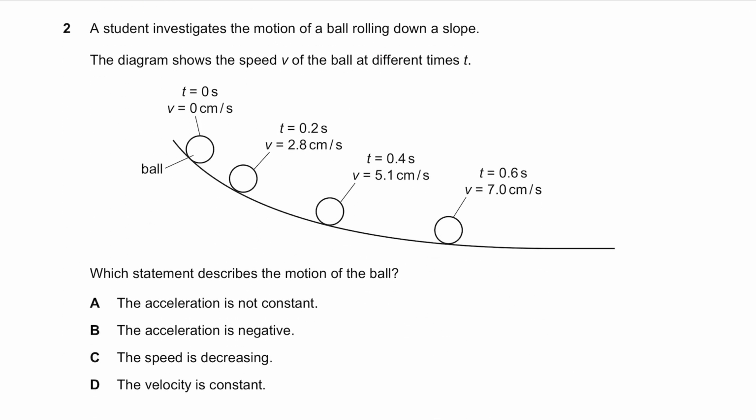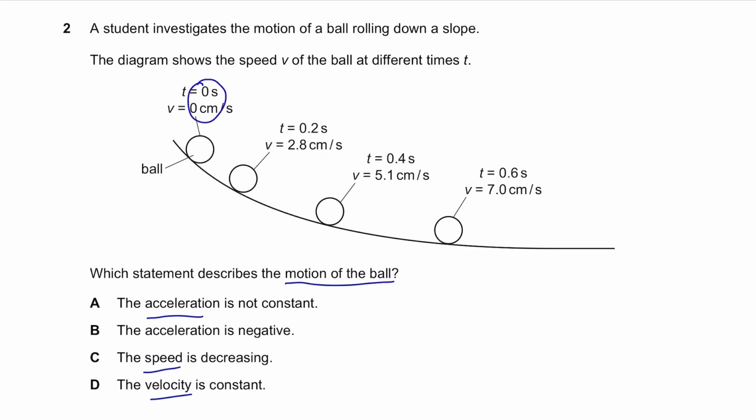Question 2. A student investigates the motion of a ball rolling down a slope. The diagram shows the speed v of the ball at different times t. Which statement describes the motion of the ball? Now the options are about acceleration, speed, velocity, so let's first find out the acceleration.